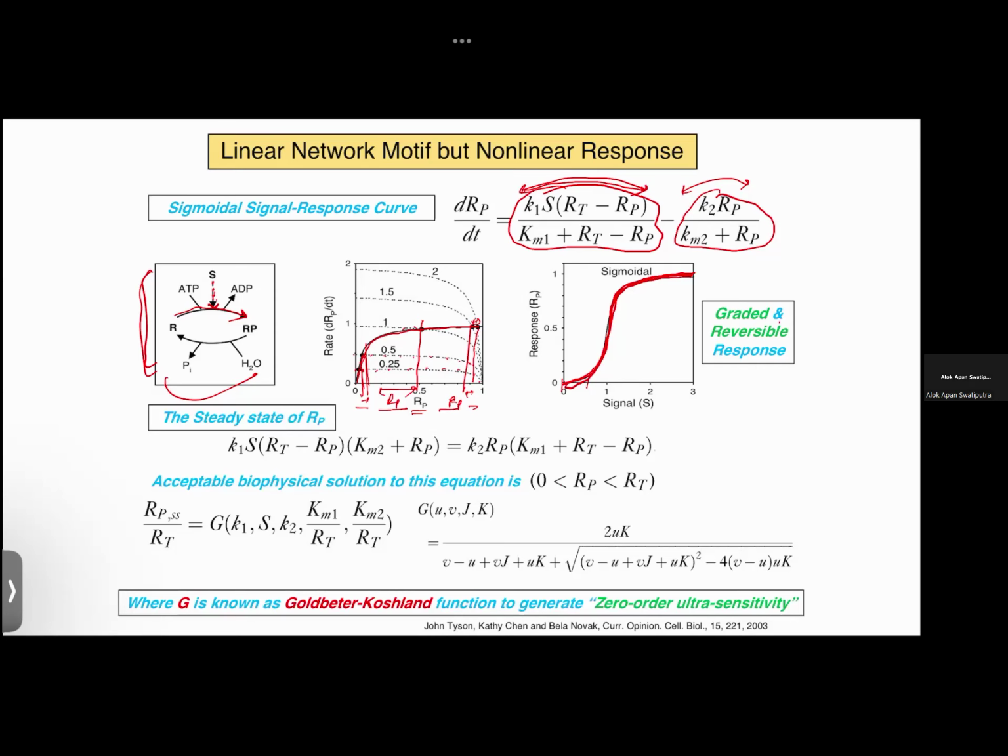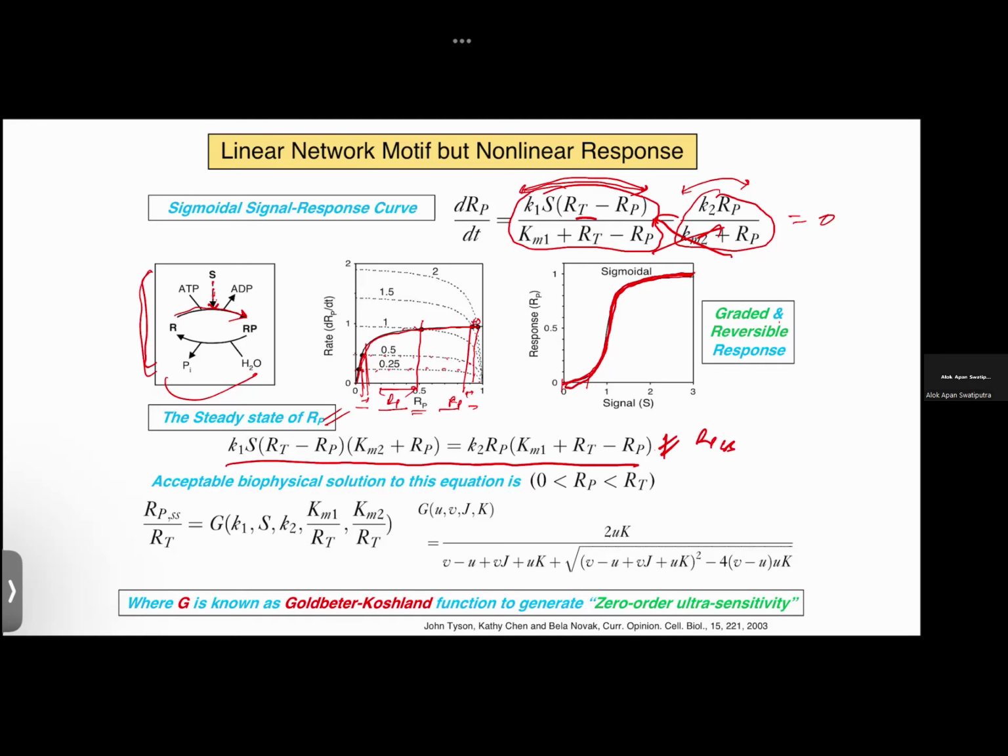How do we figure out the steady state concentration of this phosphorylated form of R? So you have to set this equation to 0. After rearranging, you get this. So if you set this to 0, you take this to the right hand side and then you cross multiply. So you will get K1S into RT minus RP into K2 plus RP equal to K2 RP into KM1 plus RT minus RP. Makes sense?